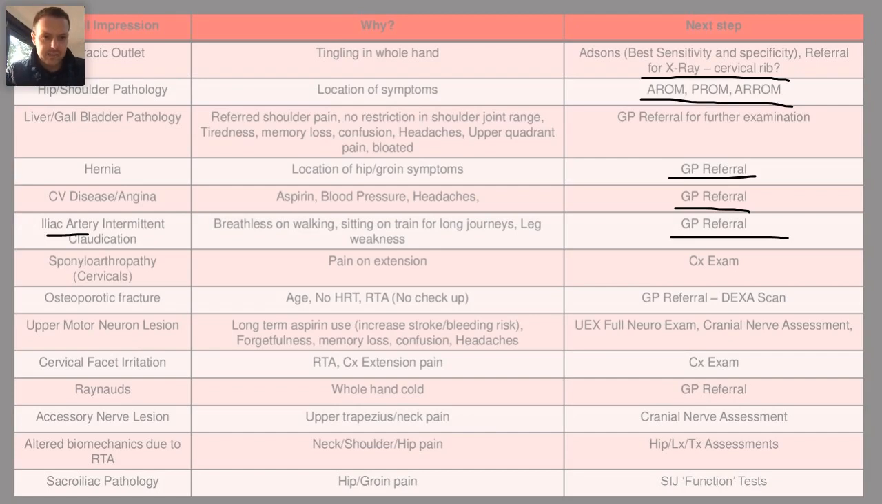We've got spondyloarthropathy, so basically a joint problem in the neck, and in this case in the cervicals, or in the spine rather. So we can do a cervical exam, active, passive, active resisted, all the usual kind of stuff that you would have done before. Osteoporotic fracture risk, that's a GP referral for a DEXA scan. You want to get a real detailed scan of the skeleton. Upper motor neuron lesion, and you can do a full neuro exam and see what the assessment is like there. And you can also do a cranial nerve assessment if there is an upper motor neuron lesion.